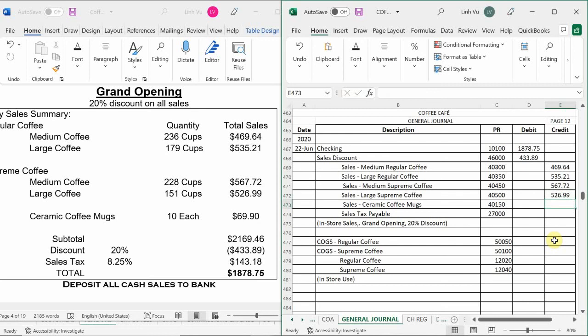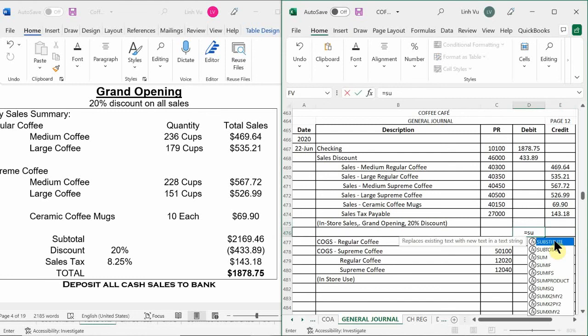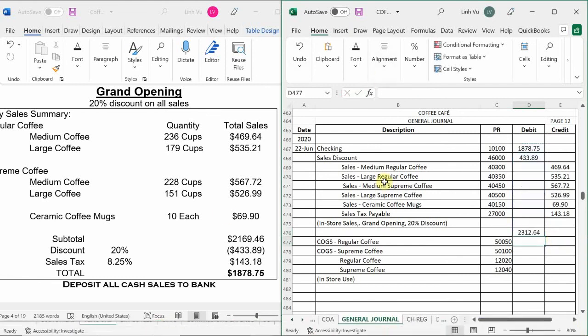And I sold a total of 10 mugs for $69.90, and we collected $143.18 worth of tax. So, rule of thumb here, to ensure that we didn't make any typos, I'm going to run my formula to see if my total debits of $2,312.64 match my credit of $2,312.64. So in this case, they match.